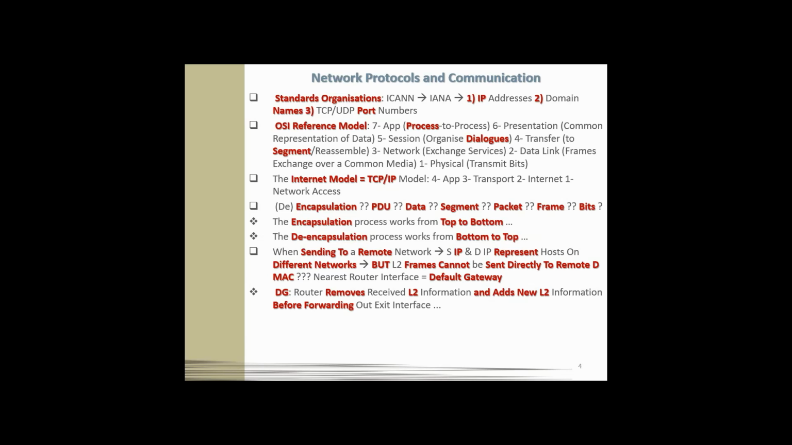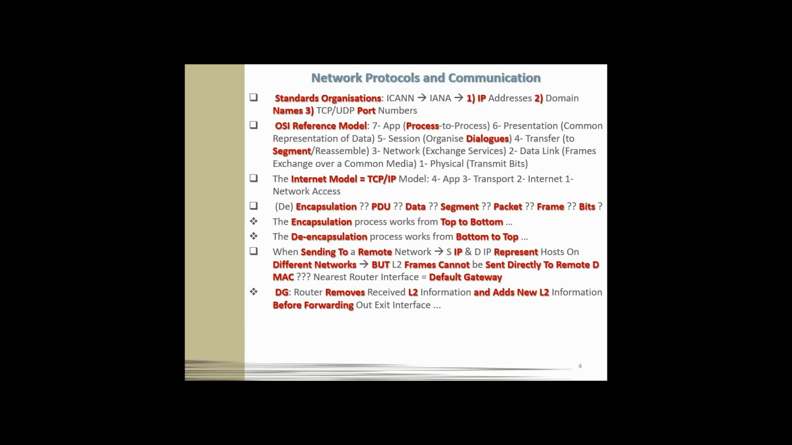Then we have the transport layer, fourth layer. We may need to segment our data if it's too much or too big, and then later on the destination node, we may need to reassemble that. So segmentation and reassembly are the task of the transport layer. And then we have the network layer, the actual transfer or the actual exchange services. They are residing within the network layer. Then the second layer is the data link layer, where data is called frames. And within the data link layer, we want to see frame exchange over a common media, let's say copper or wireless media. Then the lowest layer is the physical layer. And that layer is in fact in charge of transmitting bits between source and destination, and also removal of the bits from the media at the destination.